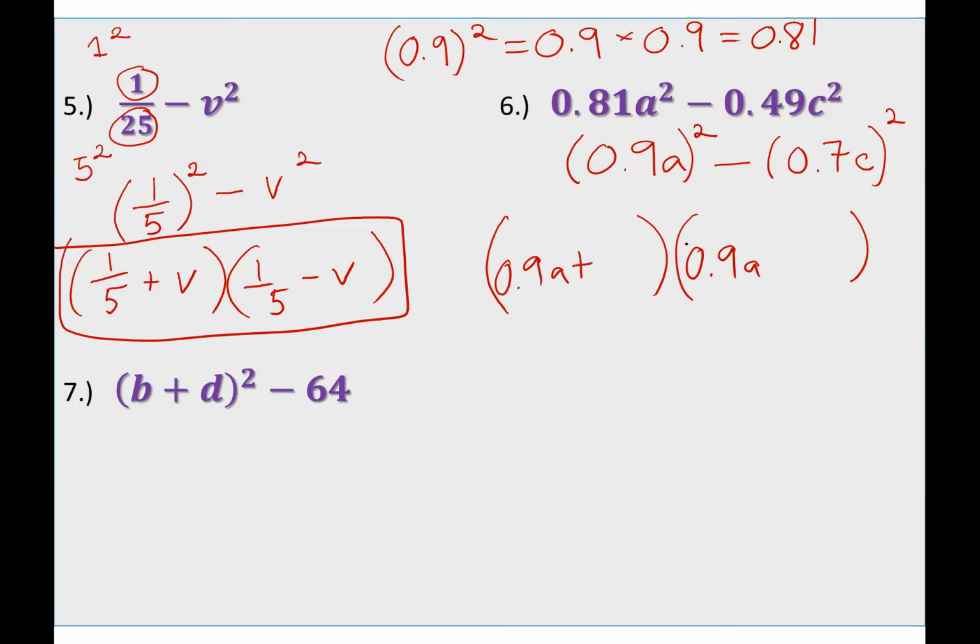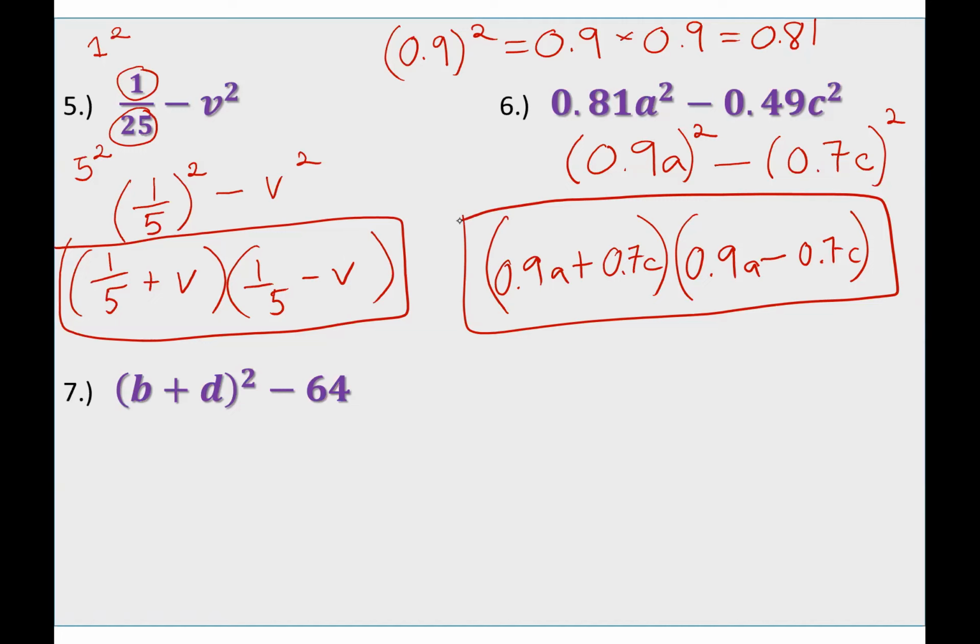I'll have a plus sign and a minus sign. Okay, and then my second term, my b, is just going to be 0.7c. So I'm filling that in in the second spot in each parentheses. So my final answer is 0.9a plus 0.7c, and then my next parentheses, 0.9a minus 0.7c.